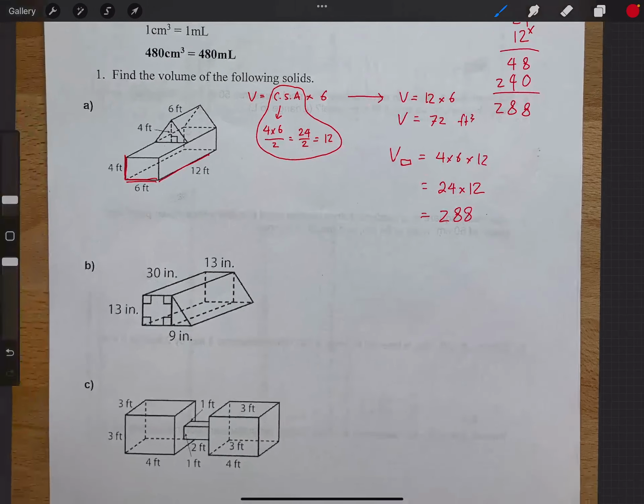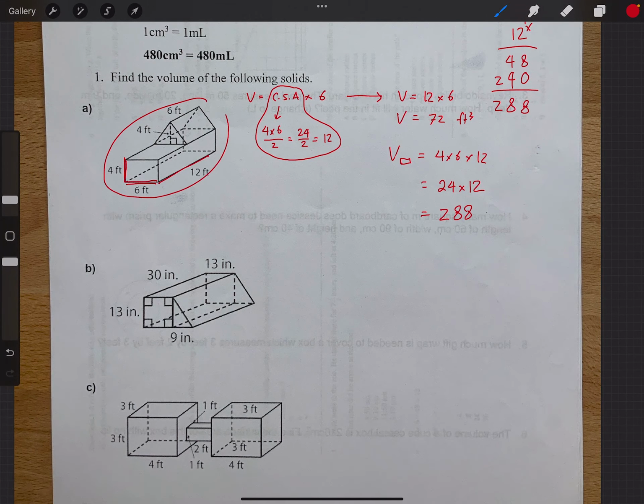So now to find the volume of this shape, we just have to add the volume of this top part plus the bottom part. So you're going to get 72 plus 288, and that gives us another 8, then 6, and this will be 360 feet cubed. And there's your answer. Okay, next one.